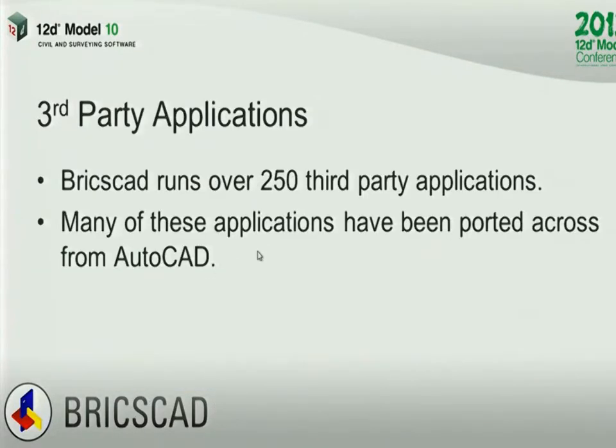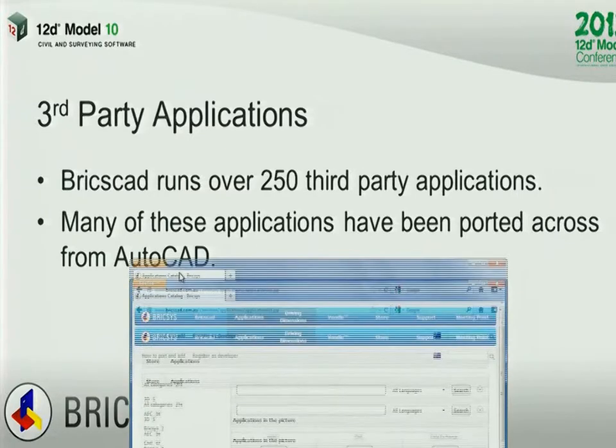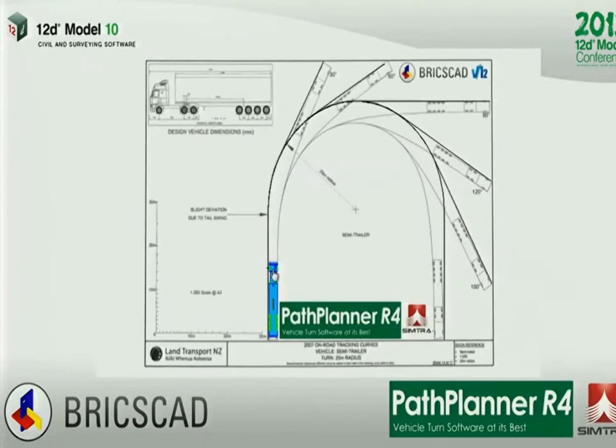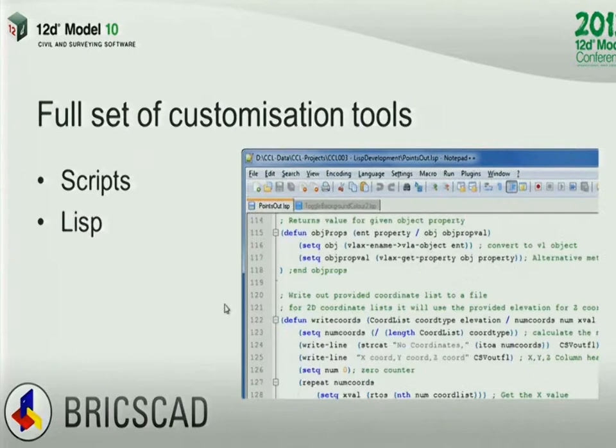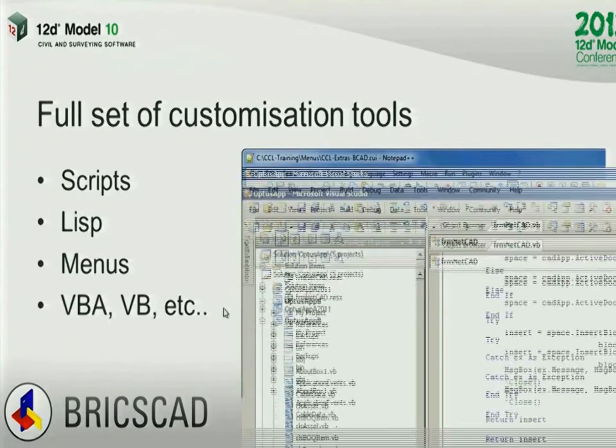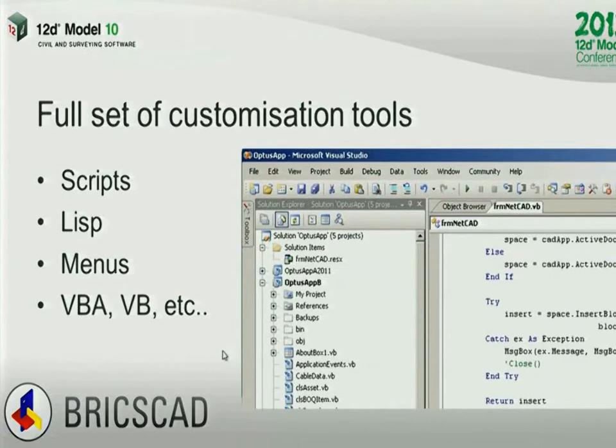Third-party applications. BricsCAD runs over 250 third-party applications. Many of these applications have been ported from AutoCAD. And an example was Path Planner. Path Planner is available for AutoCAD, MicroStation, and BricsCAD, and it works the same in all those platforms. It has the full set of customisation tools: scripts, Lisp, menus, VBA, and so on. So it is a full package. If there's things that you want, you can ask for it. They'll give it to you.